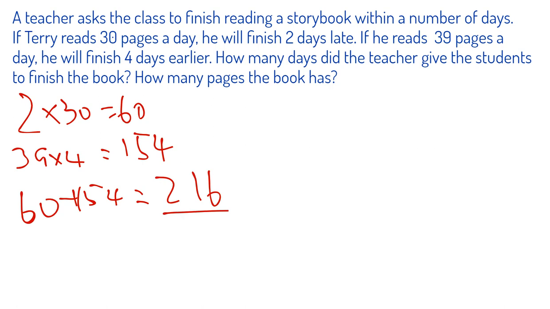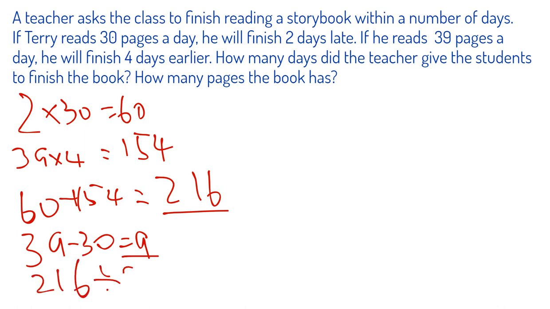And now let's find out the difference for each day. Okay, so 39 minus 30 equals 9. So this is the difference for each day of the 2 situations. Okay, so of course we use 216 divided by 9, we get 24 days. So the students were supposed to finish the book in 24 days. That means the teacher gave the students 24 days to finish the book.